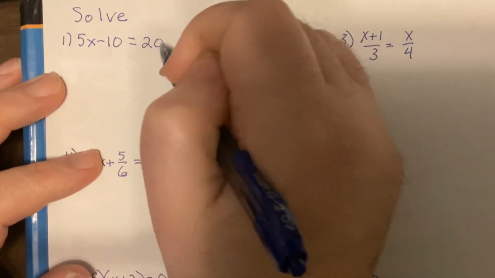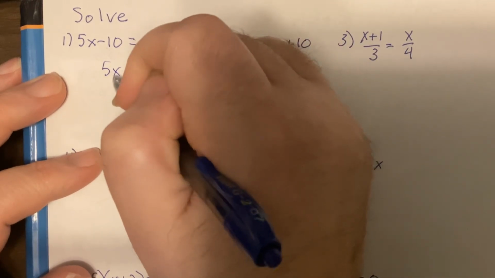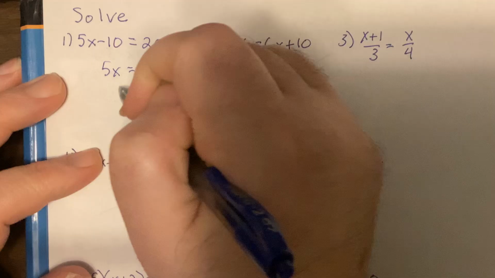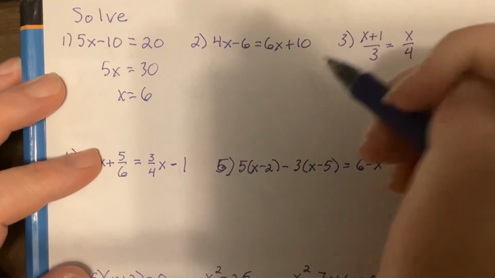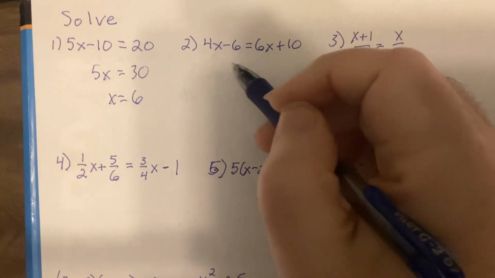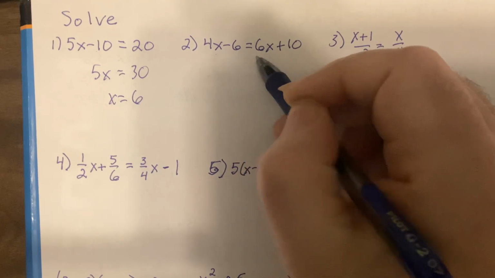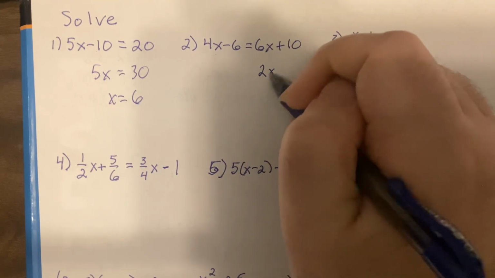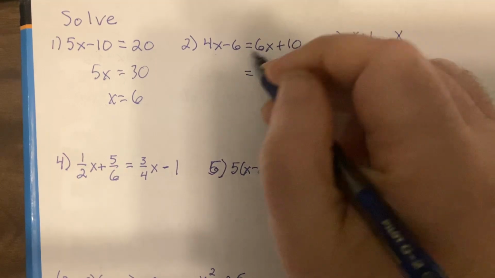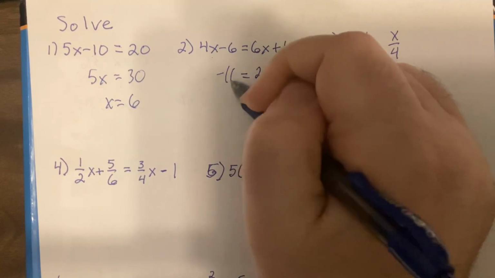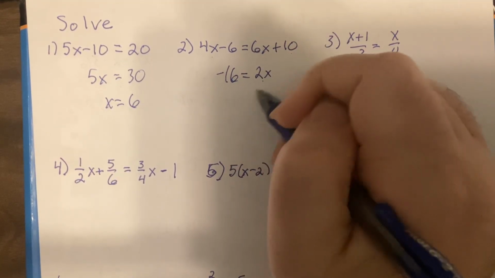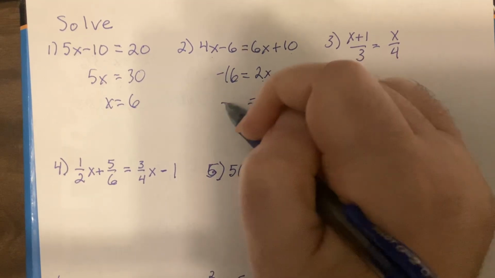So, add 10, divide by 5. Here we're going to get the x's on one side, numbers on the other, so I'm going to subtract 4x, and I'm going to subtract 10. Then I'm going to divide both sides by 2, so x is negative 8.